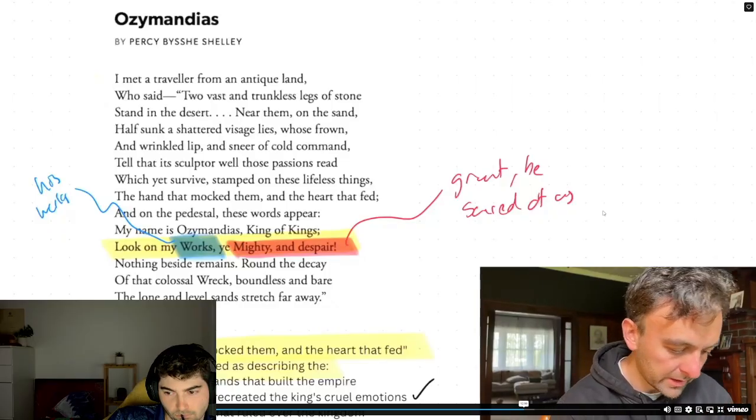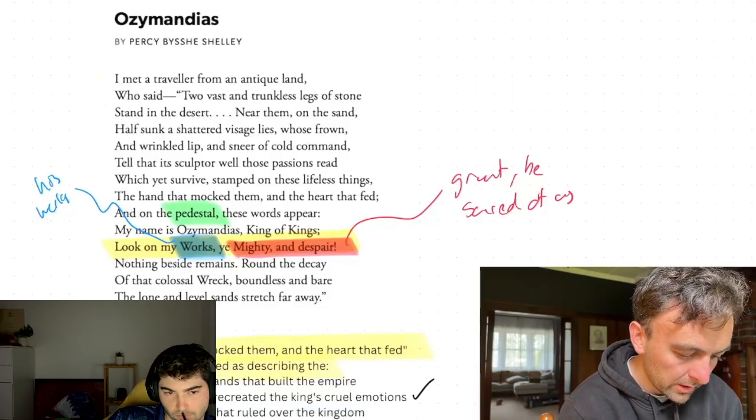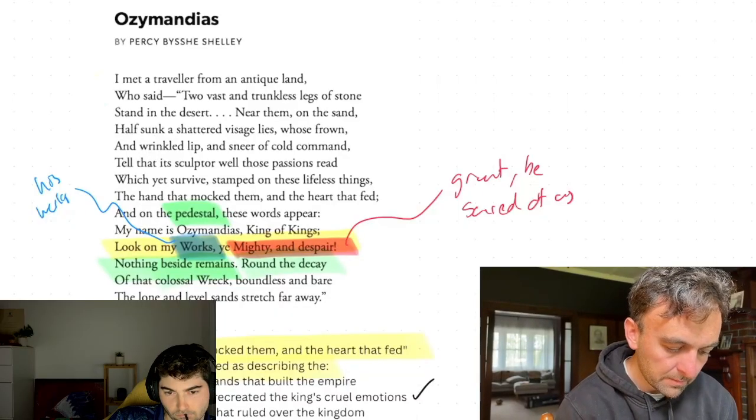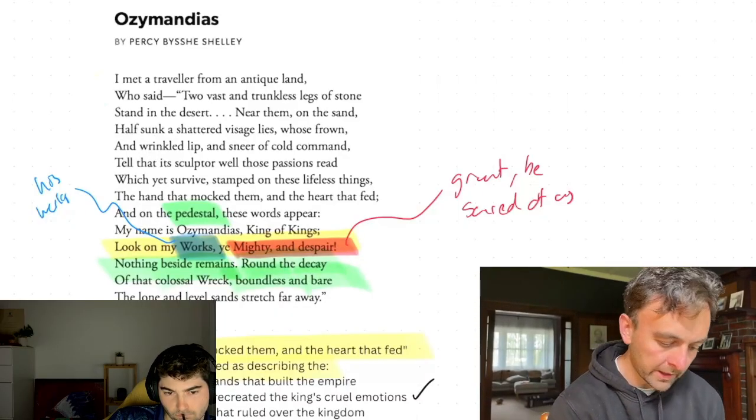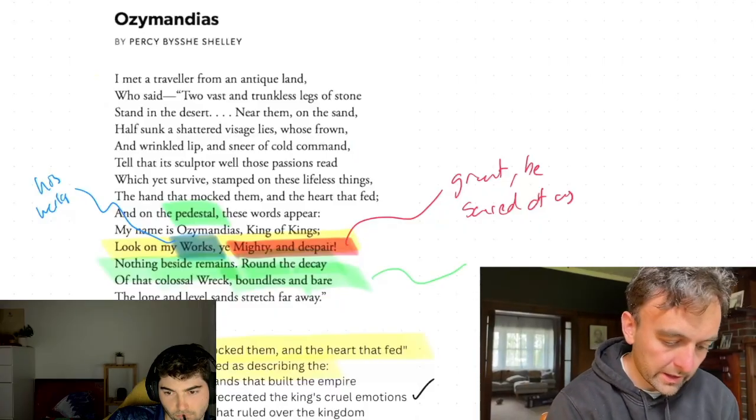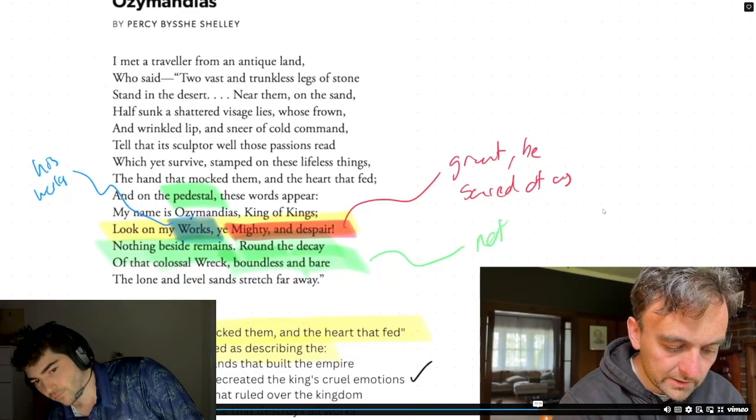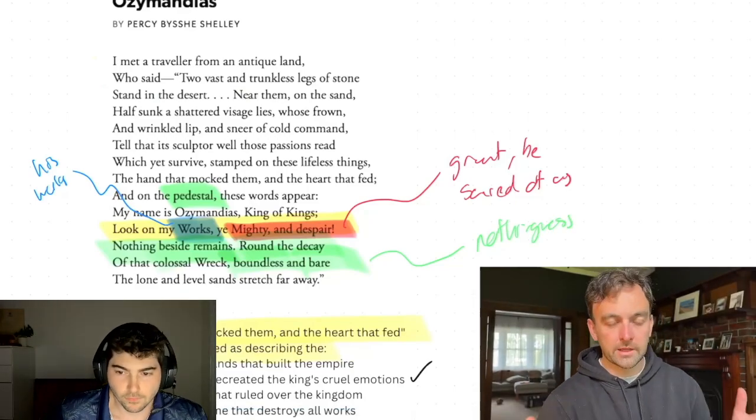But let's just read a little bit deeper into it. So, what is this pedestal that we're talking about? Well, nothing besides it remains. There's decay, boundless, bare. So it's about picking out these words and thinking, well, what do they mean? Now, these are kind of more implicit clues, aren't they? They're implicit meanings here that there's kind of nothingness, is how I would describe them. So around this pedestal, there's nothing there.